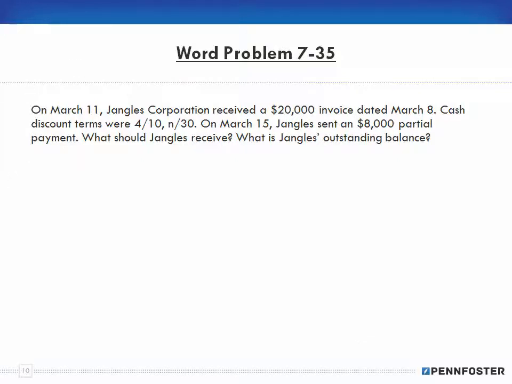On 7-35, on March 11th, Jangles Corporation received a $20,000 invoice dated March 8th. So on March 8th, they received a $20,000 invoice. The March 11th is irrelevant. It has nothing to do with the problem. The invoice is dated March 8th.